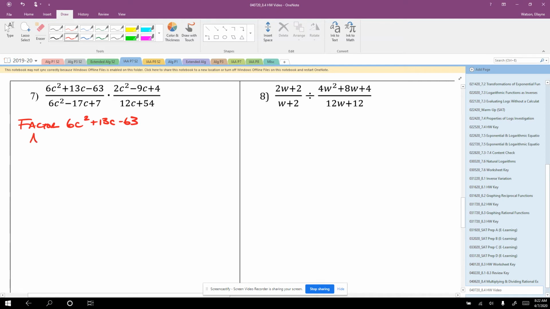So you're looking for two numbers that multiply to 6 times negative 63, which is negative 378, and add to b, which is 13. Okay, and if you recall from factoring, you just got to play around with this a little bit. I take my calculator out. I start taking 378, dividing it by, figure out the factors of 378. Okay, you end up getting negative 14 and 27. All right, I'm going to box method this.